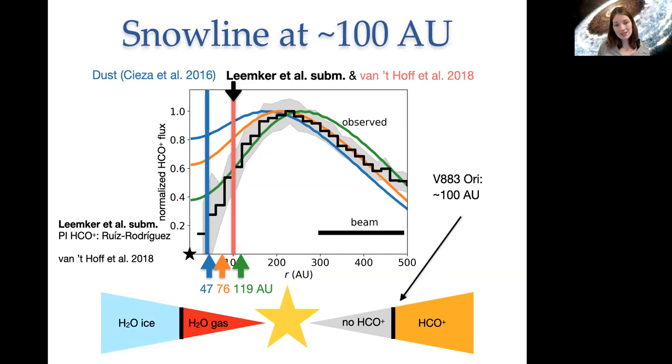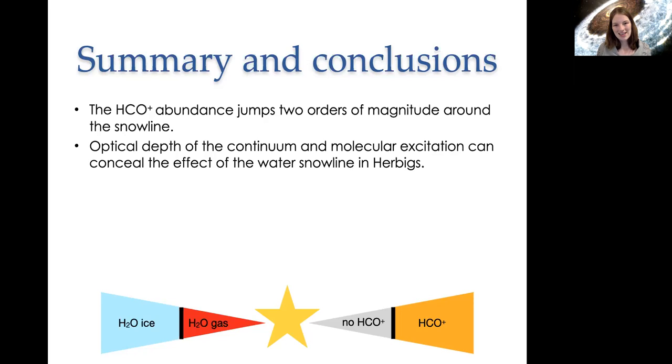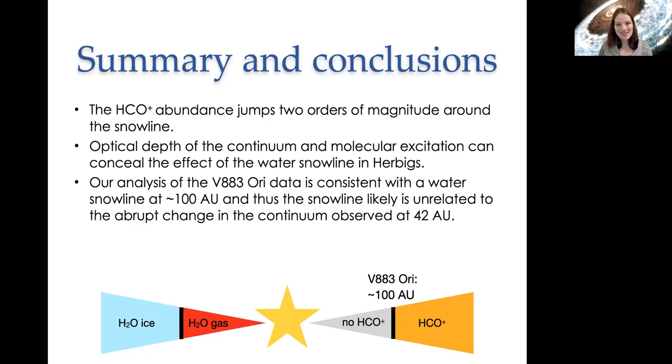So based on this and our analysis of the data, we think that the abrupt change in the continuum at 42 AU is not related to the water snowline. So in summary, the HCO+ abundance jumps by 2 orders of magnitude around the water snowline, but it's tricky in T Tauri and Herbig disks because of the optical depth of the continuum and molecular excitation. However, our analysis of the V883 Ori data suggests that the snowline is located at 100 AU, and that is unrelated to the abrupt change in the continuum observed at 42 AU.